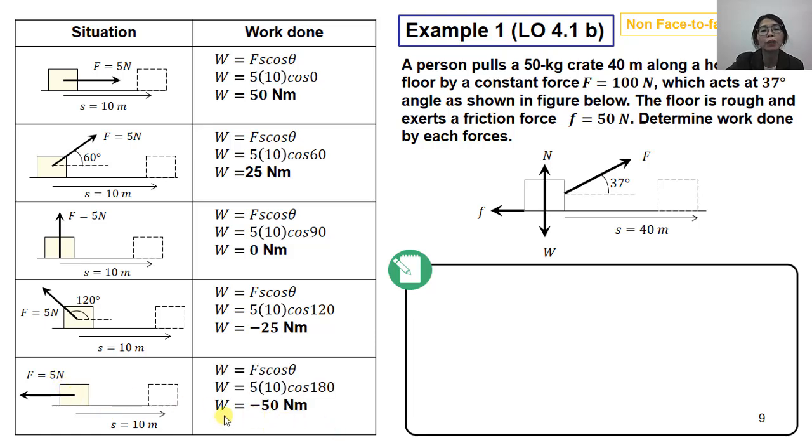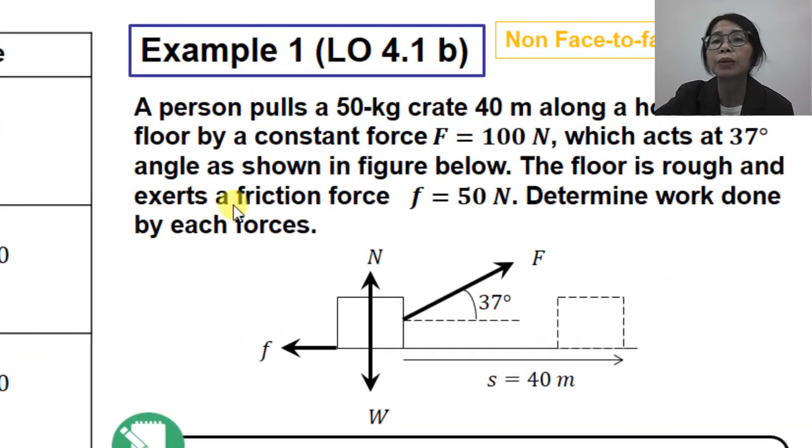negative 50 Newton meter. So class, from the example, you can see very clearly the value of work done can be positive, 0 or negative. It depends much on the angle between the vector force and also the displacement. So this is one of the examples if we want to determine work done by each force.